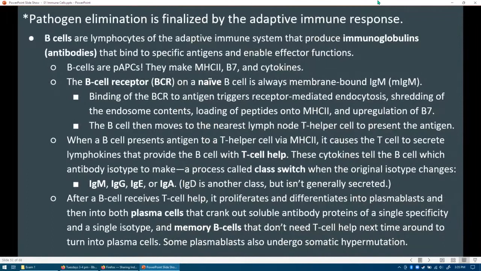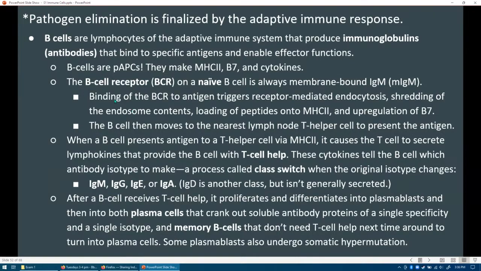Okay. So B cells then. These are our last real major cell type. B cells are adaptive immune cells, and they are lymphocytes. They produce immunoglobulins, which are also called antibodies. And antibodies bind to specific antigens and enable effector functions. One of those functions is they mark bacteria or whatever for uptake and destruction by macrophages. Now, there's a lot of different functions that they enable, though. We'll talk about those functions in slideshow 4.